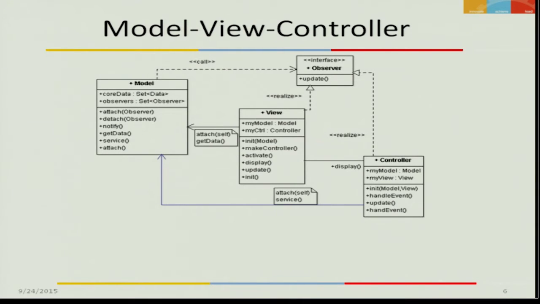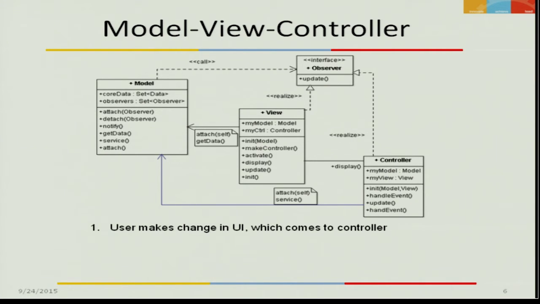The controller, on the other hand, it implements the observer. Therefore, it also has update. It has to implement the update method. Plus, it has its own init method and handle event method. Then there is this model class, which actually contains the data, set of data, plus it maintains a set of observers. It has a set of methods like attach an observer, detach an observer, notify an observer, and so on. Getting data.